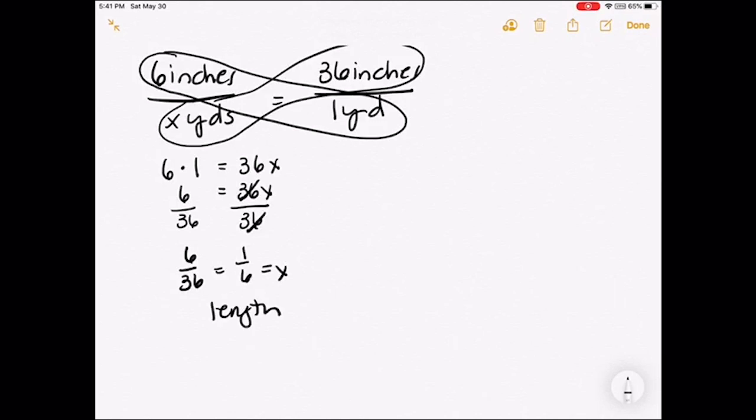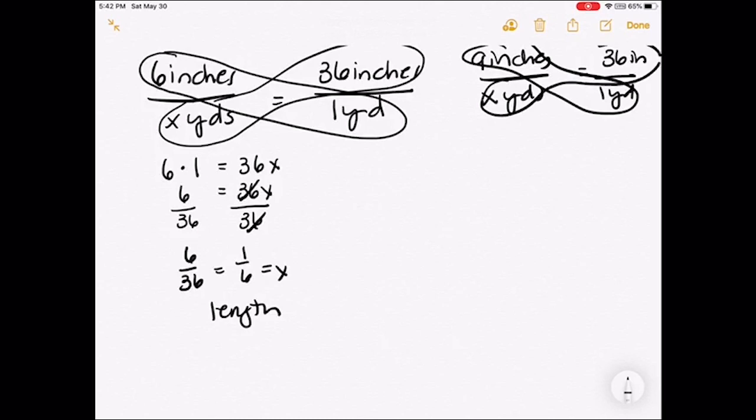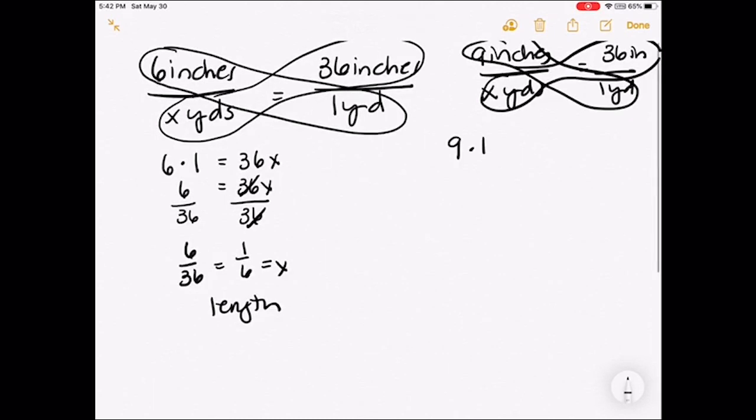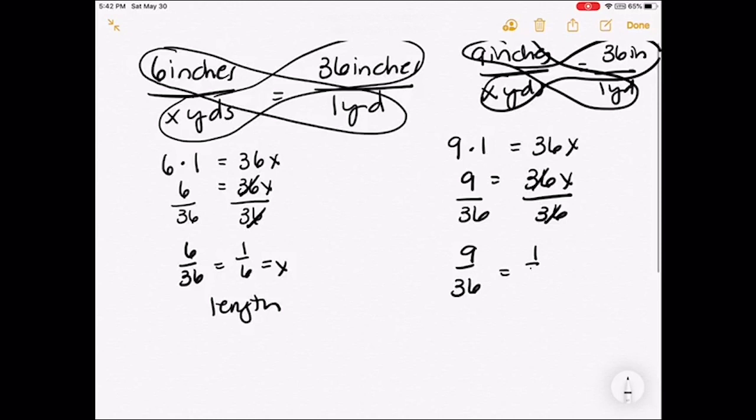And if we do the same thing with 9 inches over x yards equals 36 inches over 1 yard and use cross multiplication, we get 9 times 1 equals 36 times x. 9 equals 36x. Divide both sides of the equation by 36, and 9/36 is equal to 1/4, which is equal to x, which is the width.